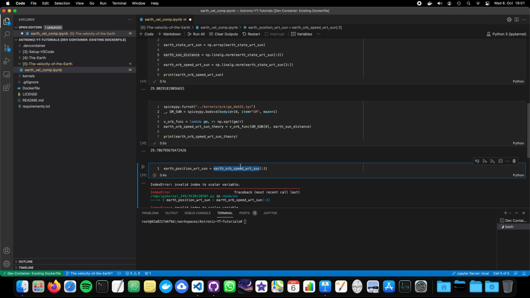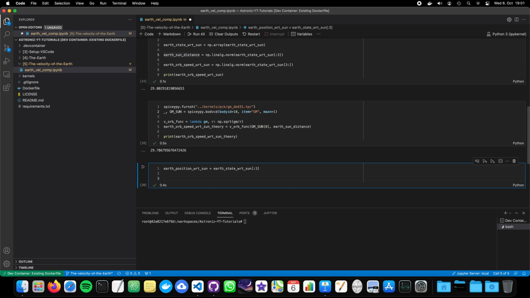Not the orbit speed, but the Earth state vector. So this is our position vector now, just to simplify things. And now we will compute the position with respect to the sun, but normalize it. And you will see in a moment why we are doing it. I'm not doing it just for fun.